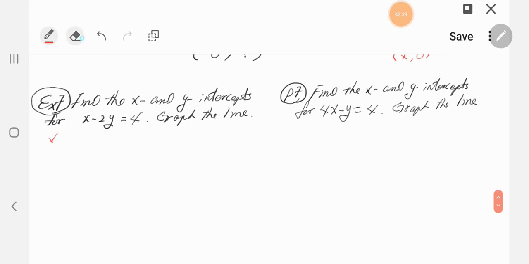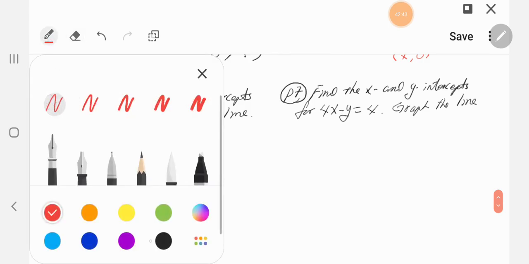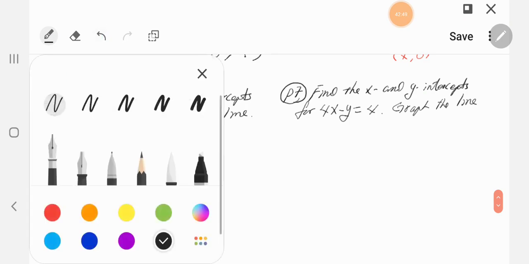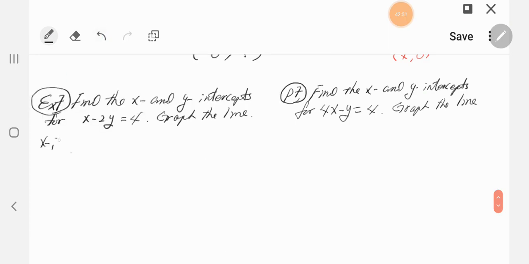Let's find the x-intercept. Okay. Let me use "int" instead of using the whole word. Y-intercept. So for the y-intercept, what do we do? Set y equal to 0, right? Y equals 0, and then find x.